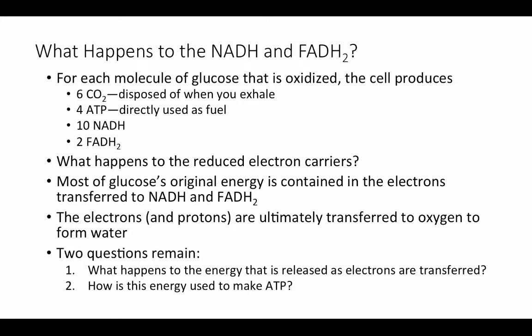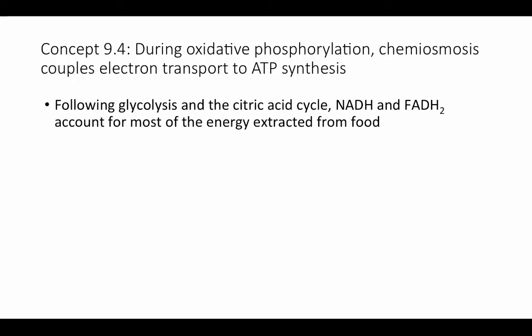So 2 questions remain. What happens to all that energy that's released as the electrons are transferred from carrier to carrier through this process? And then how is that energy used to make ATP? We can't use it directly. Energy tends to be just dissipated if it's not transferred to something else. So how do we end up with ATP out of this whole process? Now we're going to take a closer look at that part of this problem.